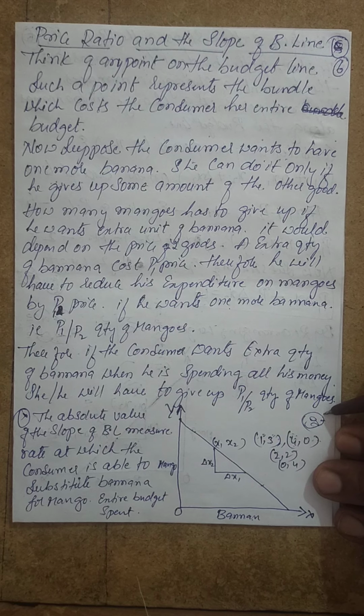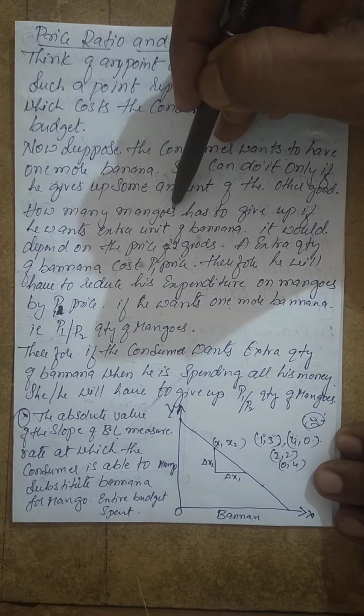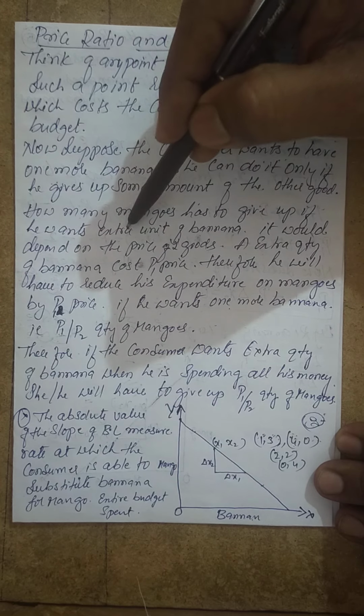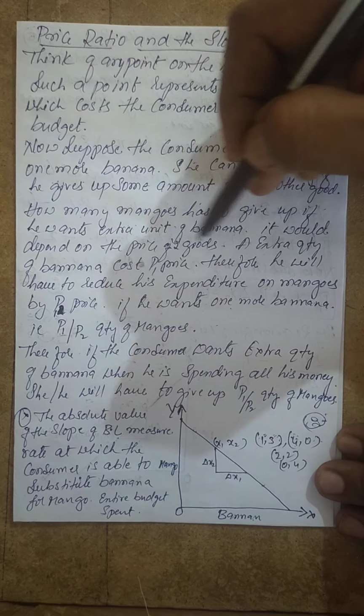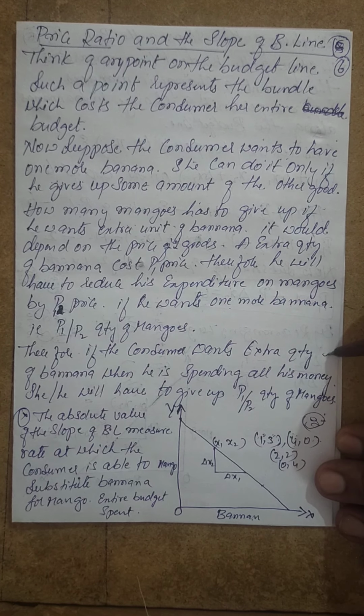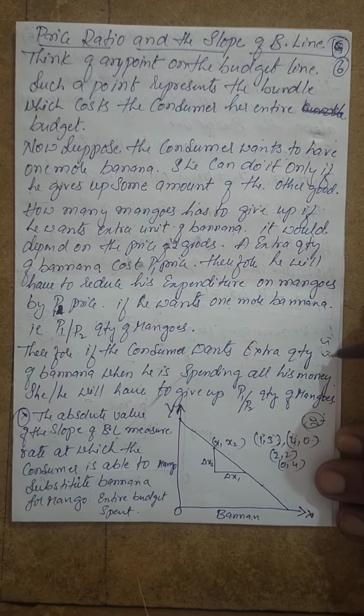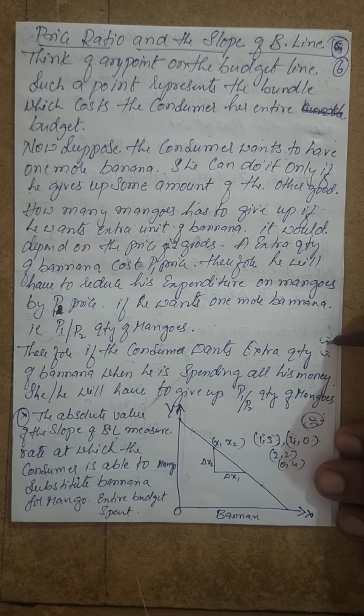Now according to that, how many mangoes has to be given up if he wants an extra unit of banana? See, how many mangoes? One mango he has to give up if he wants one more extra unit of banana. Okay, it would depend on the price of the two goods, isn't it? See, as I said, 5 rupees is good number 1 and 5 rupees is good number 2. If he wants to increase one more unit of banana, he has to forego or reduce the price of this good or that good, whatever the price level is. Based on that he has to go.